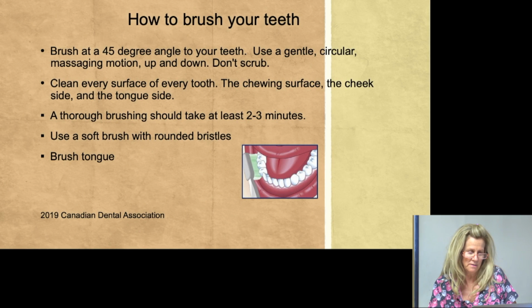How to brush your teeth: you brush at a 45-degree angle, using a gentle circular massaging motion up and down. Don't scrub. Clean every surface of every tooth: the chewing surface, the cheek side, and the tongue side. Thorough brushing should take approximately 2 to 3 minutes, using a soft brush with rounded bristles. And don't forget, again, to brush the tongue.